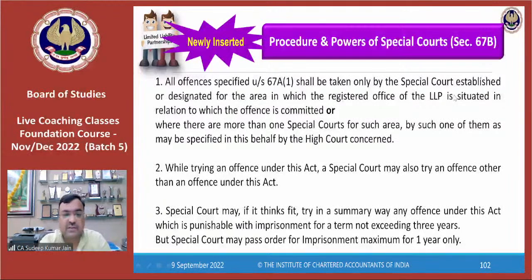Now the special court, if it thinks fit, can try in a summary way any offence under this Act which is punishable with imprisonment for a term not exceeding 3 years. यानी कि अप टू 3 years में पनिशमेंट है जिसमें उन मैटर को स्पेशल कोर्ट समरी वे में हैंडल कर सकता है. The special court may handle the cases in which the maximum punishment is up to 3 years in the summary way. But in this case, the special court may pass an order for imprisonment of up to only 1 year. लेकिन मैटर 3 साल तक का है, लेकिन उस केस में स्पेशल कोर्ट केवल 1 साल की सजा दे सकता है, मैक्सिमम 1 साल से ज्यादा की सजा नहीं दे सकता.